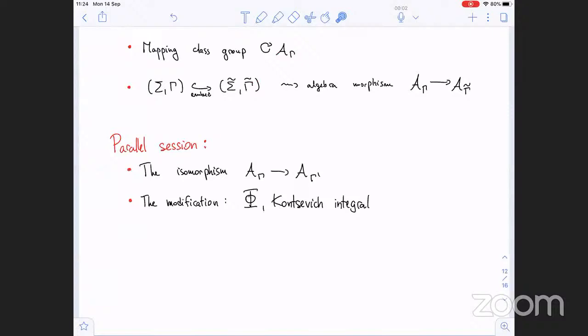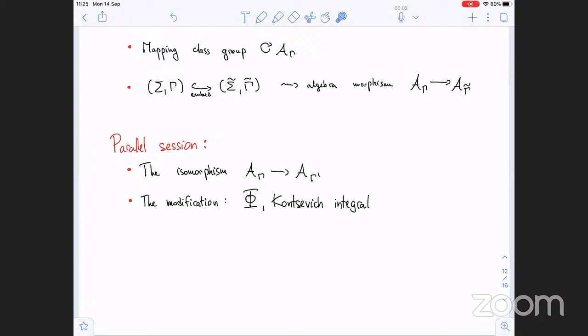Which relates slightly to the following. Yeah, I am writing it here. It's related slightly to a more general claim that if you embed a surface into a bigger surface, and the embedding is compatible with the graph, then you get an algebra morphism in the same direction. Yeah, there are two dual, so you get a morphism in the same direction.